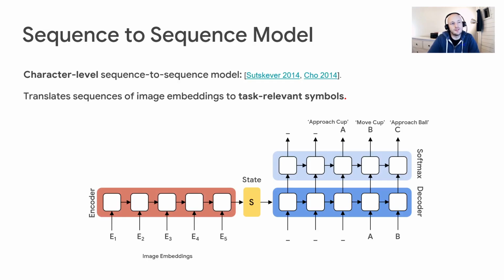So, to learn sequences of action symbols, we use a character-level sequence-to-sequence model that translates image embeddings to action symbols. Translating image embeddings to action symbols allows us to operate a robot in a closed-loop setting, where we are still able to predict action symbols over long time horizons.